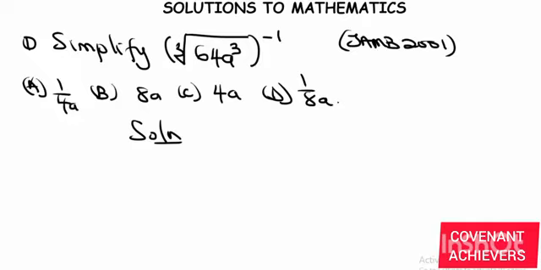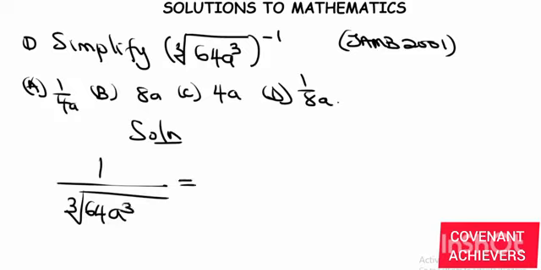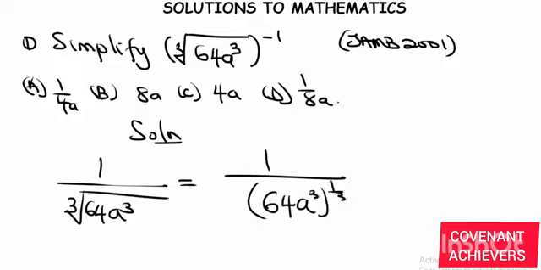Now, firstly, the minus that is here means 1 over. So that minus 1 means 1 over. Then we now have the cube root of 64a raised to power 3. And we can simplify that as 1 over the cube root, which can be written as 64a raised to power 3, then raised to power 1 over 3.